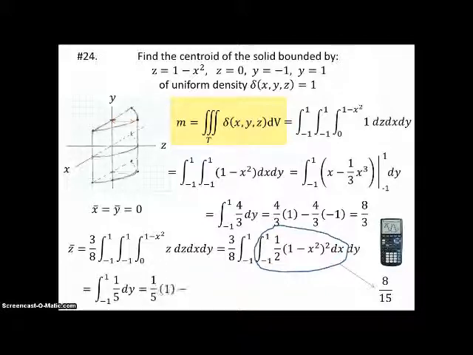So now we have 3/8 times 8/15, which is 1/5 dy, and the antiderivative of that would be 1/5 y, and we evaluate that from negative 1 to 1 and get a final answer of 2/5. So our centroid then is the point (0, 0, 2/5).